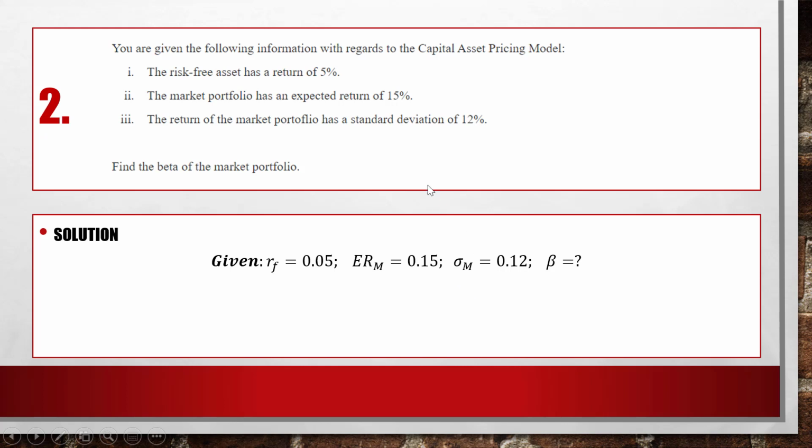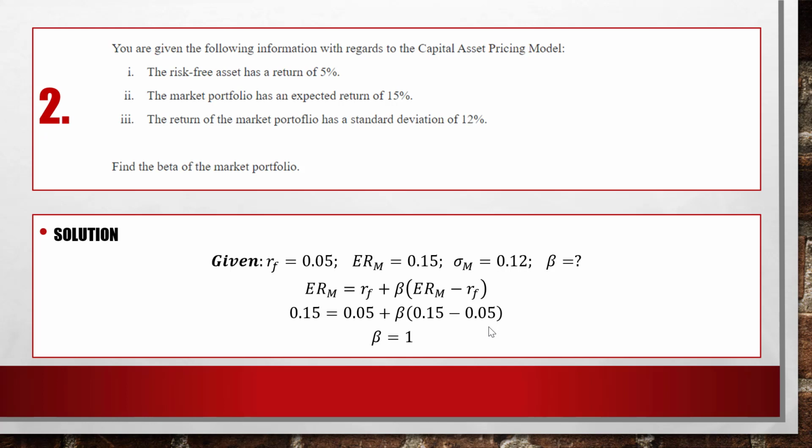Sigma M is the standard deviation of the market portfolio, which is 0.12, and the question asks for the beta of the market portfolio. So we have the expected rate of return of RM equal to RF plus beta times ERM minus RF. This follows the security market line. And we get 0.15 equal to 0.05 plus beta times 0.15 minus 0.05, leading to beta equal to 1.